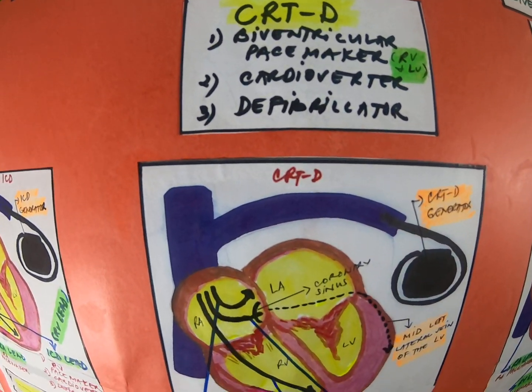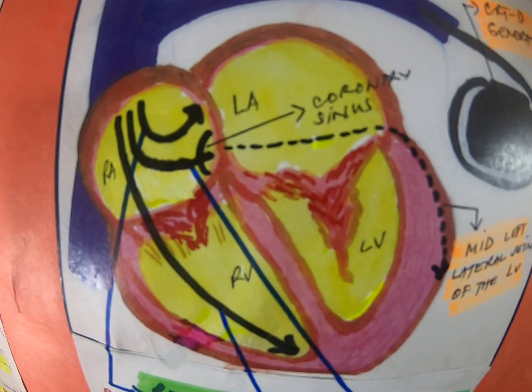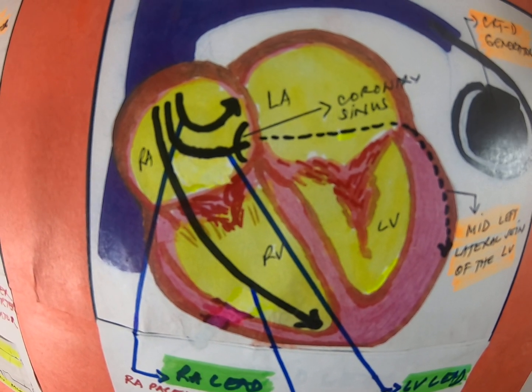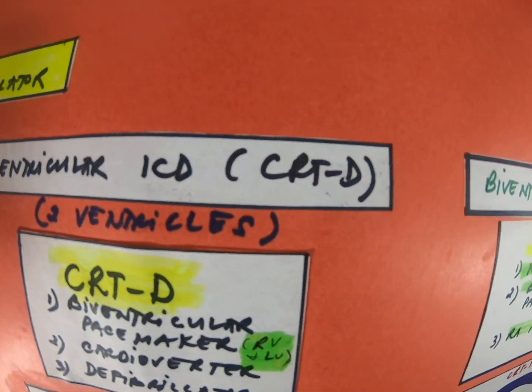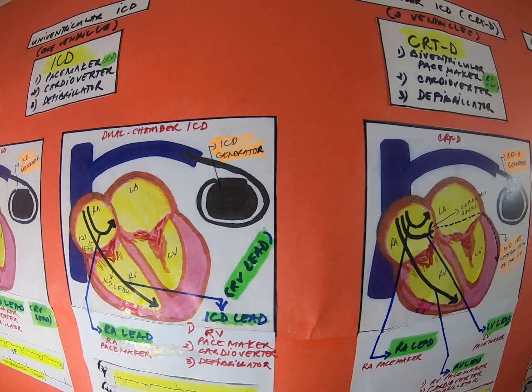Okay, so here we go. We have two ventricles. We have the right ventricle pacemaker and the left ventricle pacemaker. That's why they call it the biventricular pacemaker. These are the CRT-Ds. With an ICD, you have only one ventricle utilized, and that's the right ventricle.